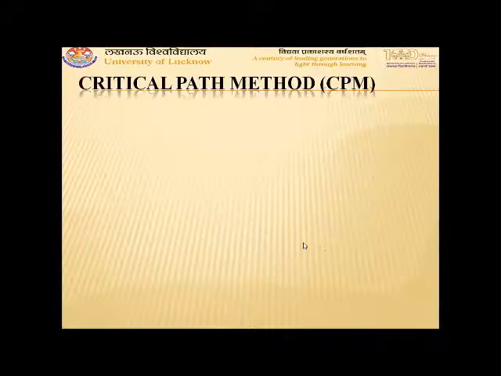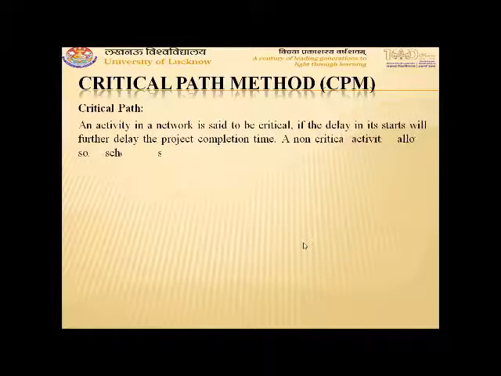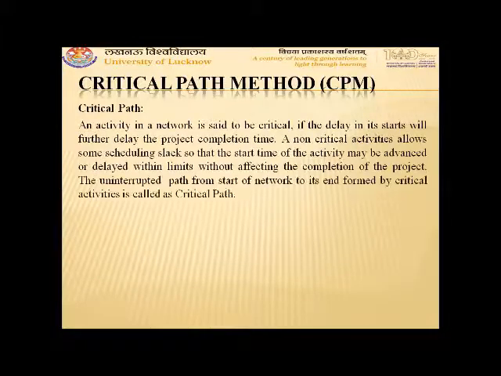Now we come to the critical path method. The critical path is an activity in a network is said to be critical if the delay in start will further delay the project completion time, as well as delay in its end will delay the project completion time. That means in critical activity, if we delay one unit, then project completion will also delay one unit of time. Such activities are called as critical activity.